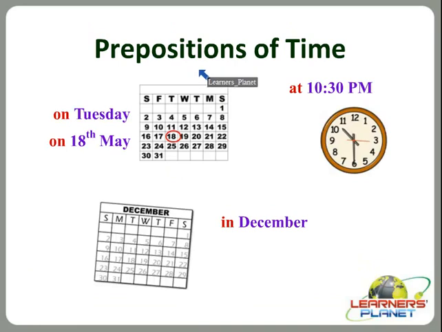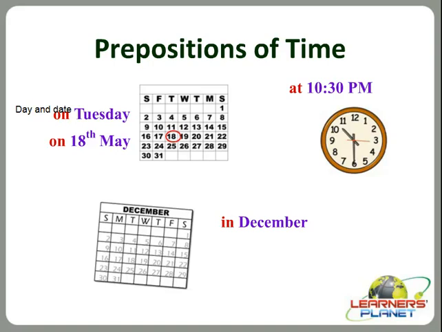Now students, prepositions of time. First, on. On Tuesday. On Tuesday, on becomes the preposition of time. What are prepositions of time? Those words which show the link between a noun and the rest of the sentence and answer the question when. Prepositions of time tell us when. When? On Tuesday. When? On 18th May. So this is the date. This means the preposition of time on gives us the day and the date. Students, I will write it for you on the board.